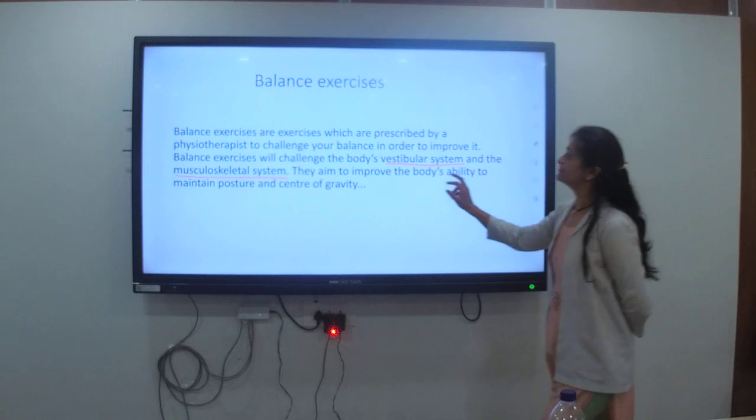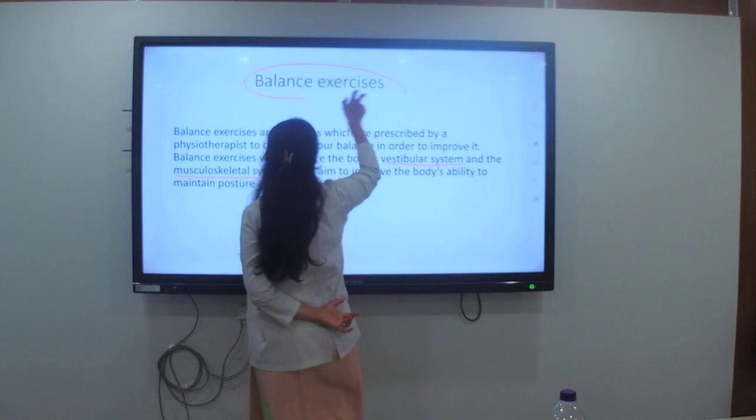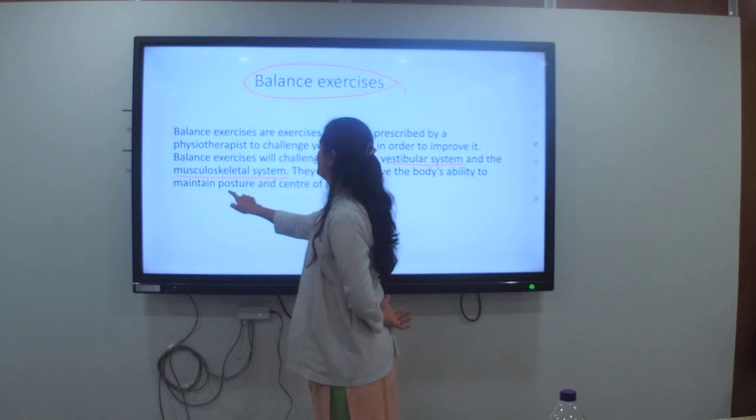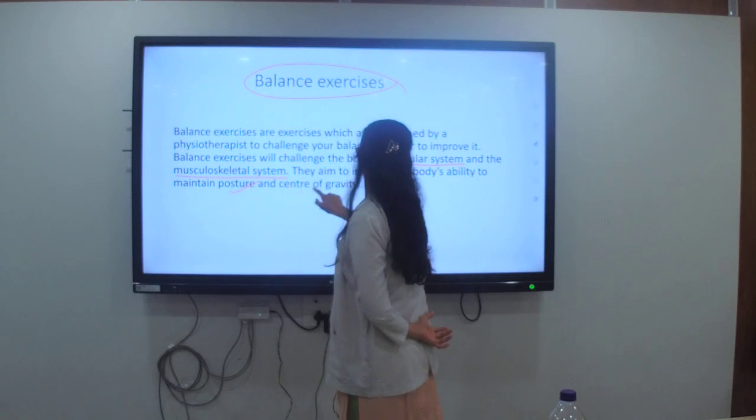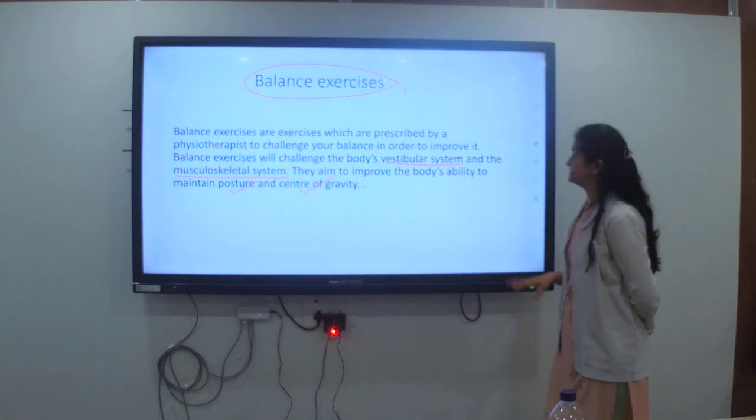So what is the aim of this balance exercise? Why is it important? This will maintain the posture and improve the center of gravity.